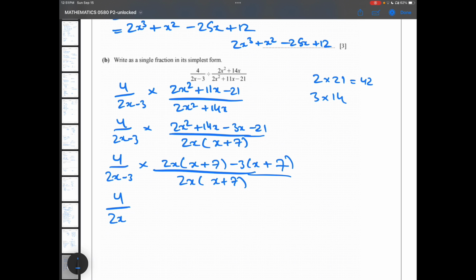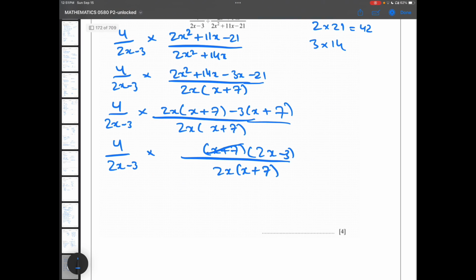Now we have 4 upon 2x minus 3 multiplied with, now x plus 7 as a whole bracket is common over here, we are left with 2x minus 3 upon 2x into x plus 7. Now we can see that in the second fraction we have x plus 7 in the numerator and denominator both, they can be cancelled with each other. And this 2x minus 3 will be cancelled with this 2x minus 3. And I am left with 4 upon 2x. We can simplify it more. This becomes 2, this becomes 1. So we get 2 upon x in the answer.